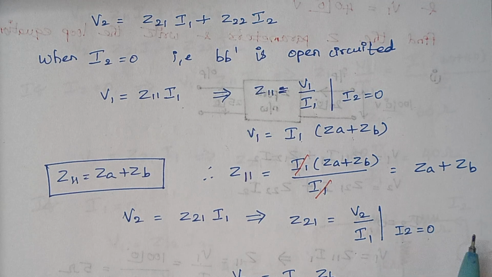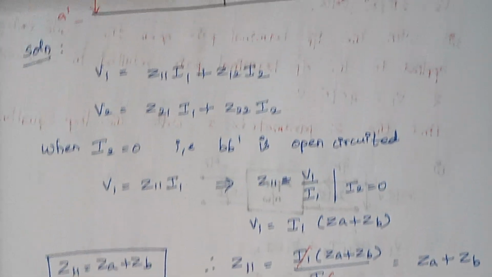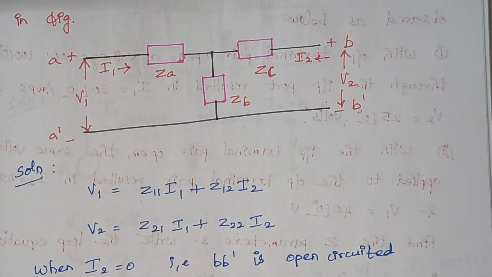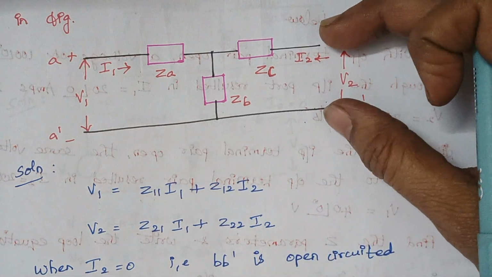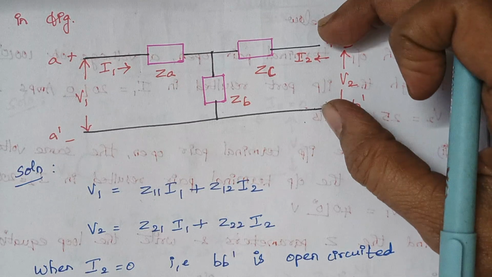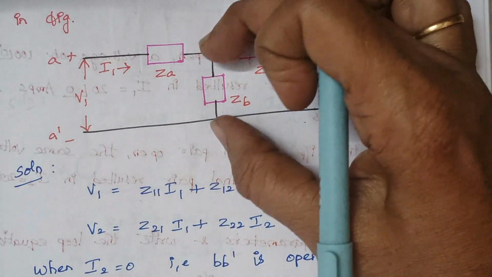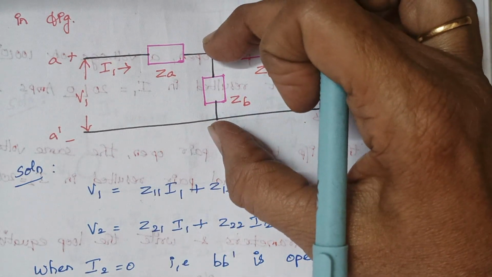So now we are going to find the value of V2. So how to find the value of V2 here? Again, we are having the same circuit and we are making this port open circuited. So how to find the value of V2? This V2 is nothing but the voltage which is impressed across this impedance ZB.